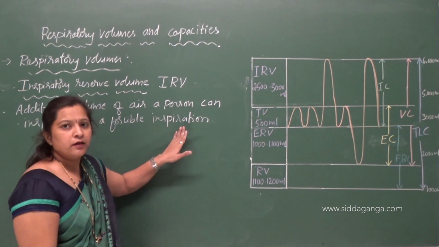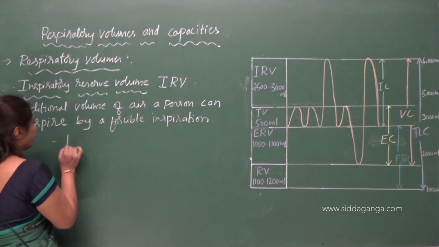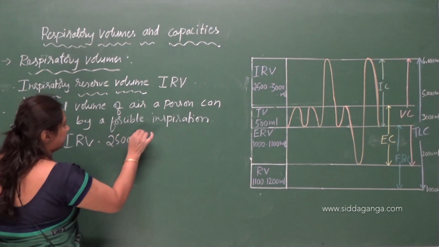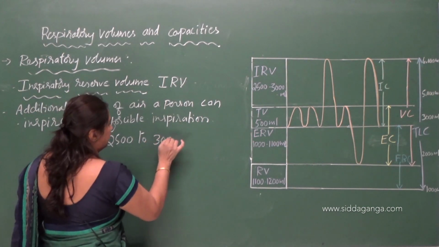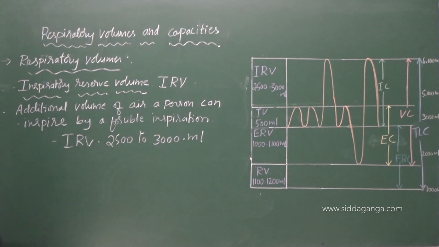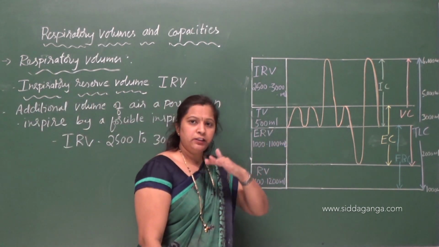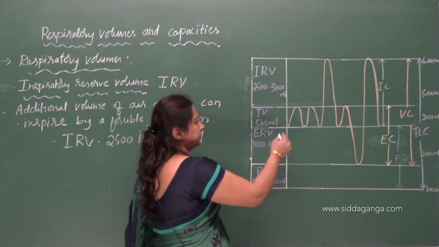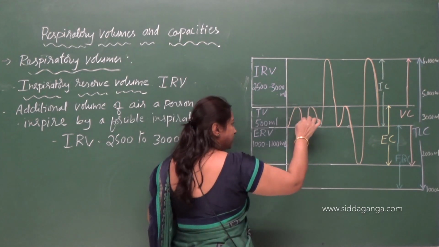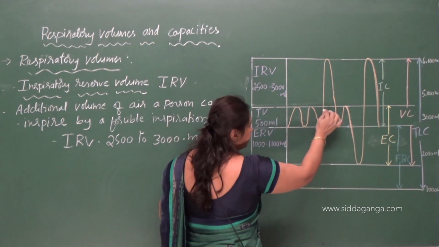So this is called inspiratory reserve volume, and its value is 2500 to 3000 ml. So what is inspiratory reserve volume? See, this is normal breathing. Okay, so this is inspiration and this is expiration. Again this is inspiration and this is expiration. Okay, and again this is inspiration.